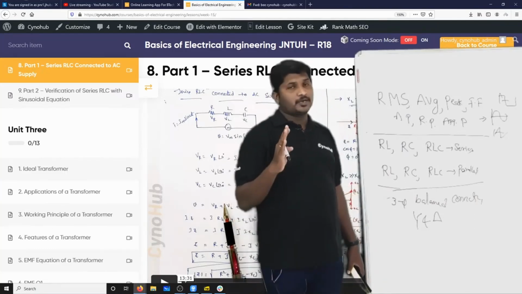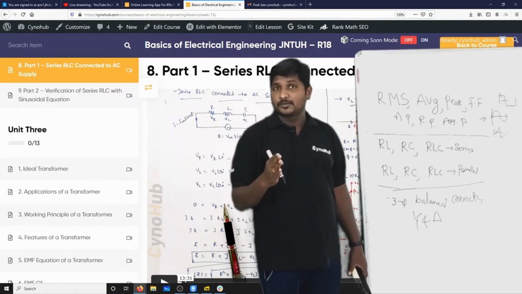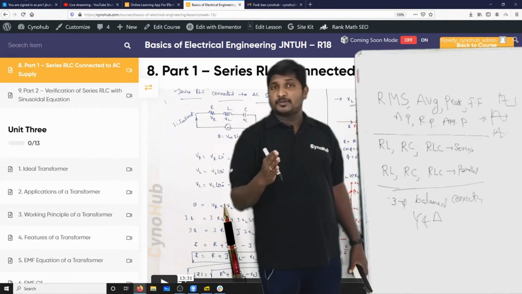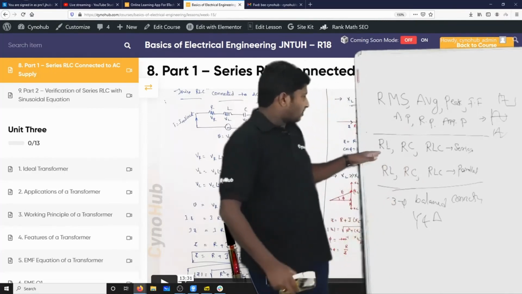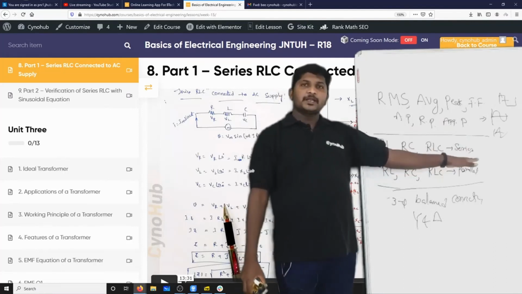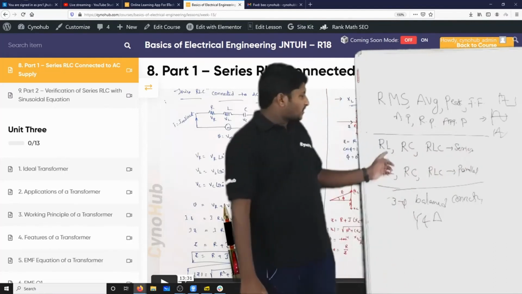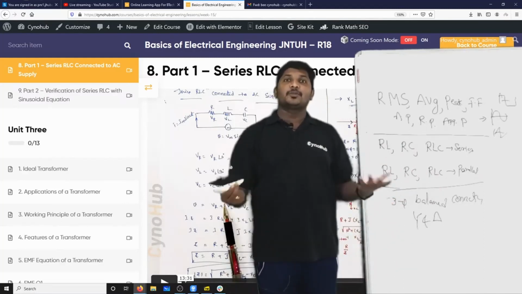Very important model. Because you will feel the second unit is very difficult, because so many topics are there. So now you have to use your smartness. You have to select what is the important topic, and based on that you have to study. Next, coming to the second part, that is RL, RC, RLC series circuits and RL, RC, RLC parallel circuits. How many circuits do you have? 1, 2, 3, 4, 5, 6, and 6 derivations and 6 model problems.